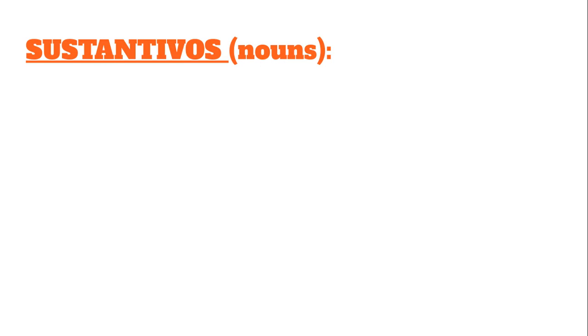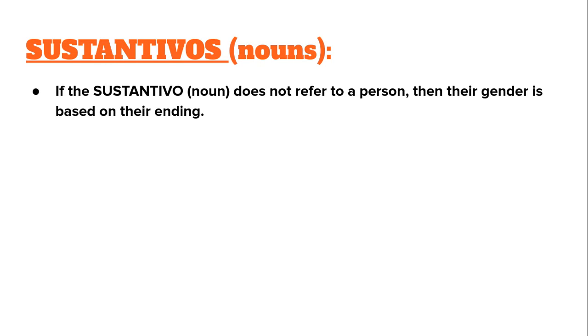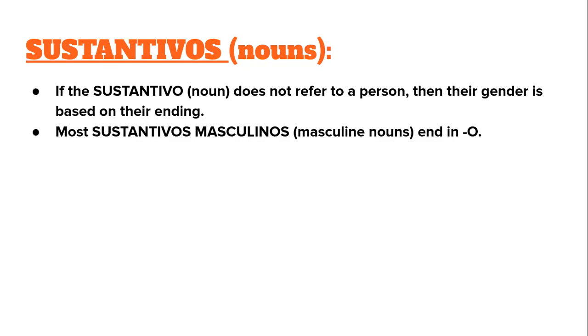But what happens when the noun does not refer to a person and only refers to an object or a thing? Well, if the noun doesn't refer to a person and only refers to an object or a thing, then the gender is based on their ending. Well, what does that mean? Most sustantivos masculinos are going to end in the letter O. For example, we have libro, carro, perro, and baño. Notice that all of those nouns end with the letter O.